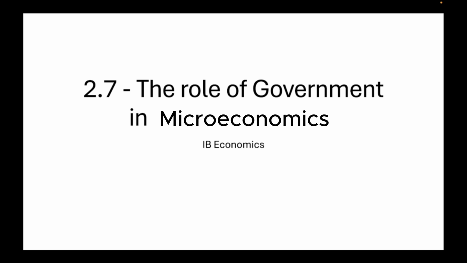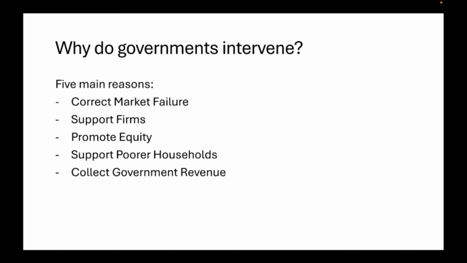This is 2.7, the role of government in macroeconomics, IB Economics. Why do governments intervene? There are five main reasons for that. It is to correct market failures, support firms, promote equity, support poorer households, and collect government revenue.